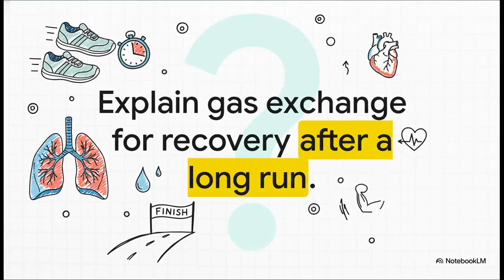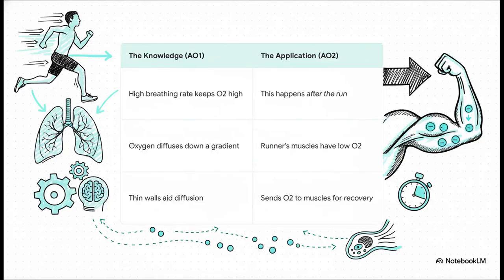All right, let's level up. A 4-marker. This one's a bit meatier. The command word is still explain, but the scenario is way more specific. Gas exchange during recovery after a long-distance run. This means every single point we make has to link back to that specific physiological state. Just check out this breakdown.